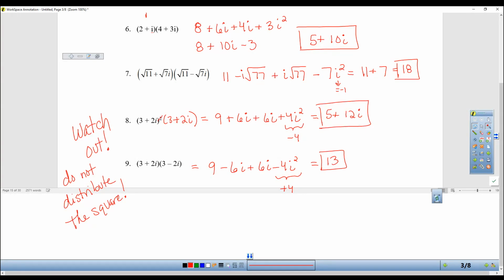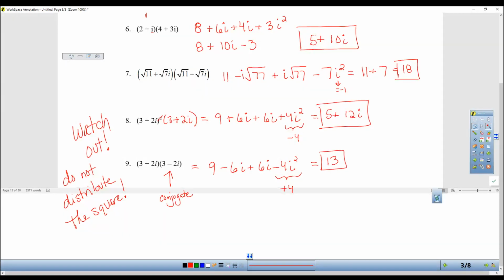So two problems that I want you to notice are the ones where you have what we call a conjugate. A conjugate means that you have basically the same thing, but one's a plus and one's a minus. Not the whole thing, just the middle term. So notice the 3's are both positive, but then the 2i changes. Here's another example of a conjugate. Square root of 11 plus square root of 7i, and square root of 11 minus the square root of 7i.